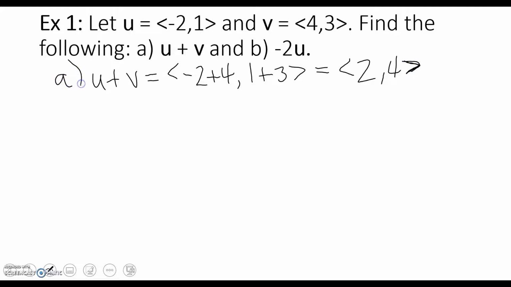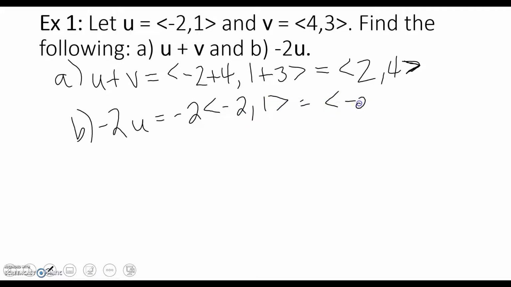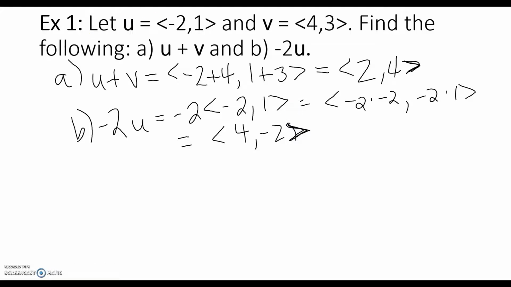For part B, we want to find negative 2u. That means we're going to do negative 2 times the vector (negative 2, 1), which is the same as saying negative 2 times negative 2 and negative 2 times 1, which equals (4, negative 2). Oops, not a comma, these little arrow looking heads. So (4, negative 2) would be negative 2u.